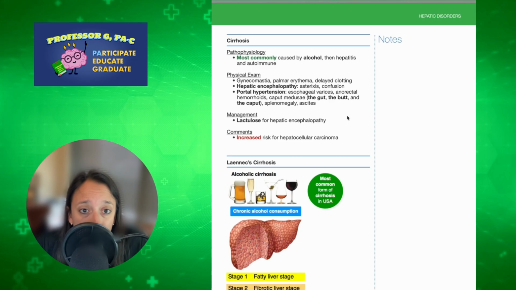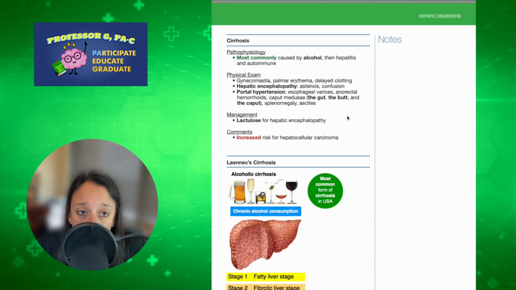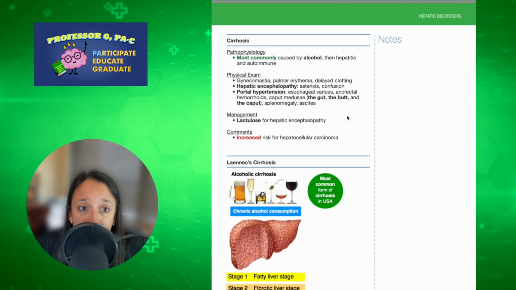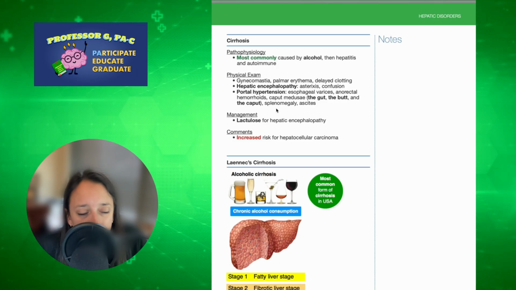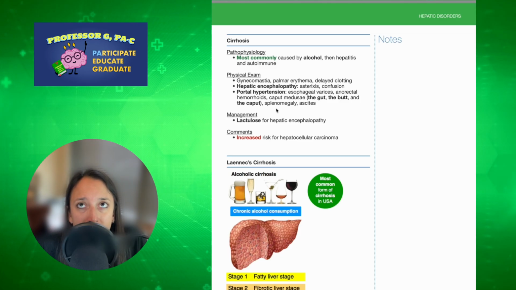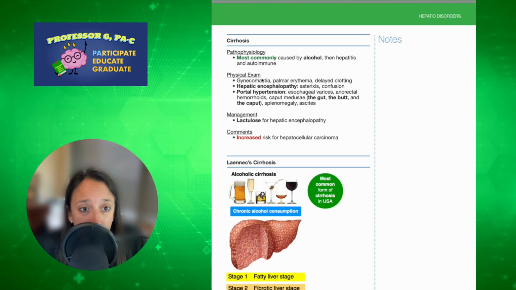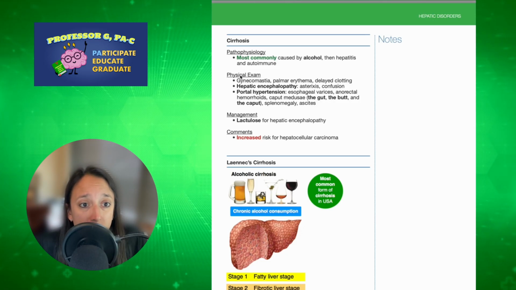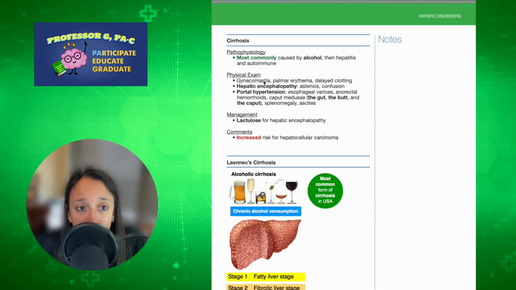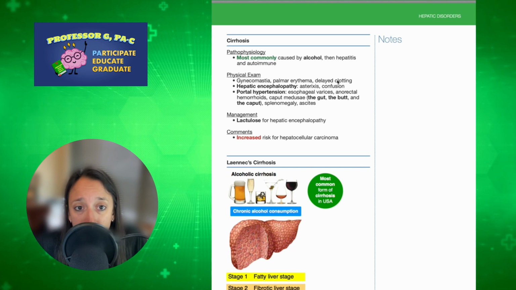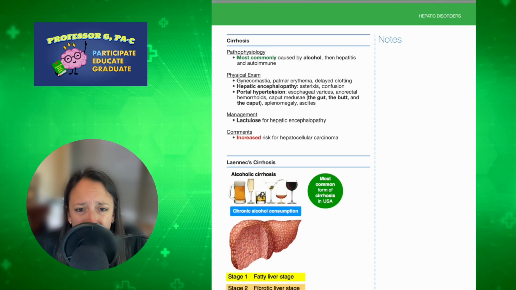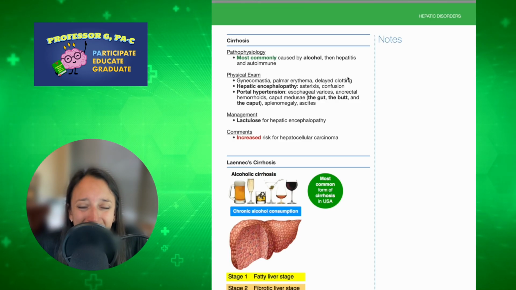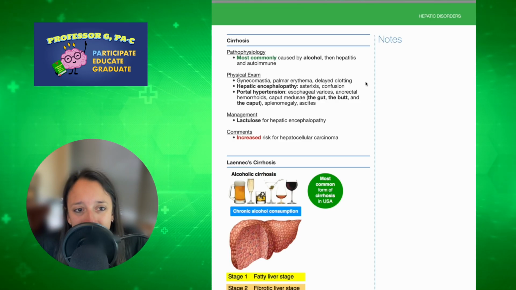Cirrhosis. So cirrhosis can be caused by lots of things. Here in the United States, number one cause of cirrhosis is going to be alcohol, and then hepatitis, and then autoimmune. So on physical exam, we're going to see lots of manifestations, especially from portal hypertension. We can also see problems because the liver is not filtering properly. We're not getting estrogen out of the system. So we'll see signs of hyperestrogenism including gynecomastia, palmar erythema, and delayed clotting. Well, that's not really related to the increased estrogen, but we'll see delayed clotting.